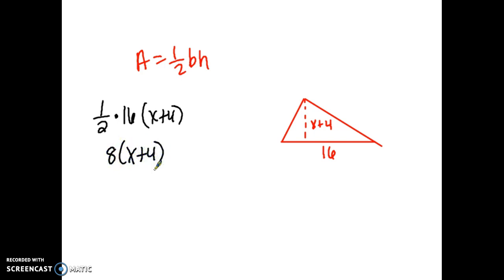So when you're finding the area of a triangle, because of the distributive property, you can multiply the base times the height and then divide it by 2, because that's what happens when you multiply by 1/2. Or you can find half of the base, then multiply that by the height.